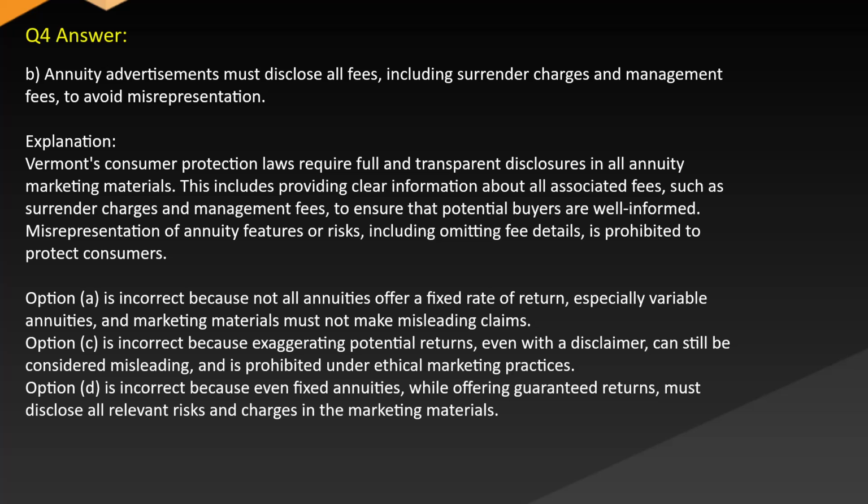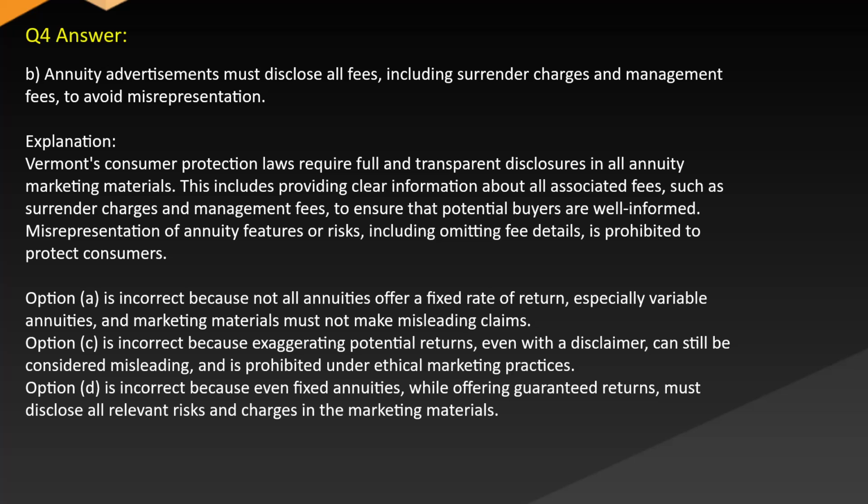Explanation: Vermont's consumer protection laws require full and transparent disclosures in all annuity marketing materials. This includes providing clear information about all associated fees, such as surrender charges and management fees, to ensure that potential buyers are well informed. Misrepresentation of annuity features or risks, including omitting fee details, is prohibited to protect consumers.